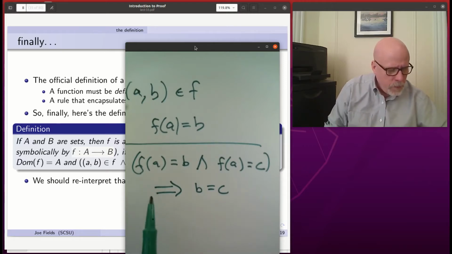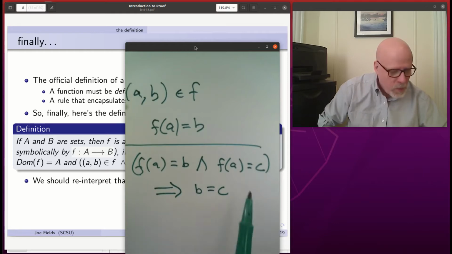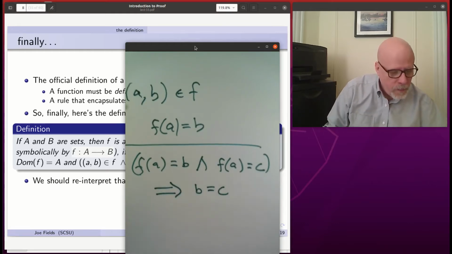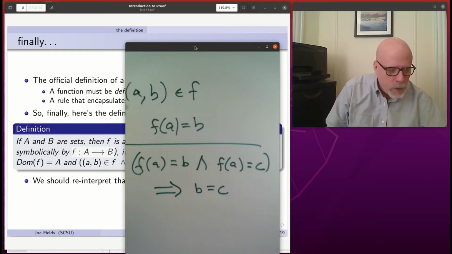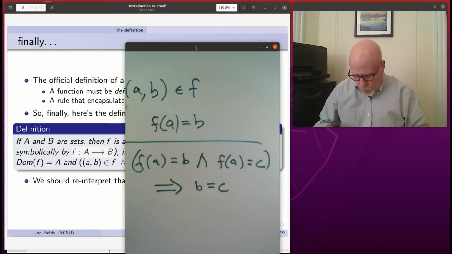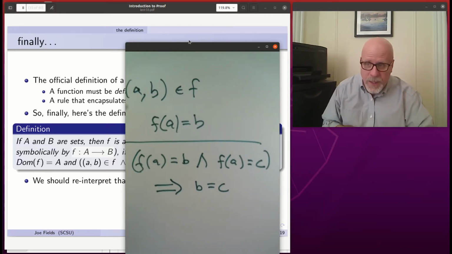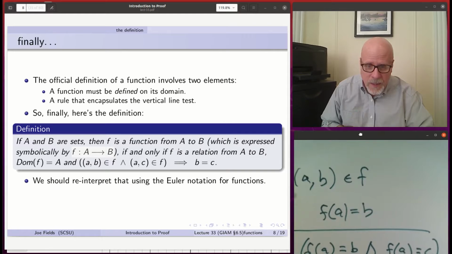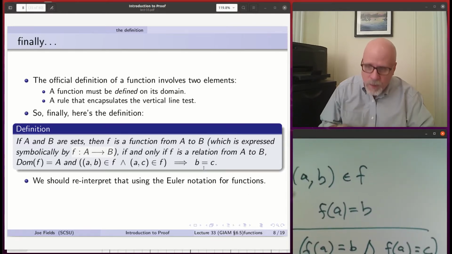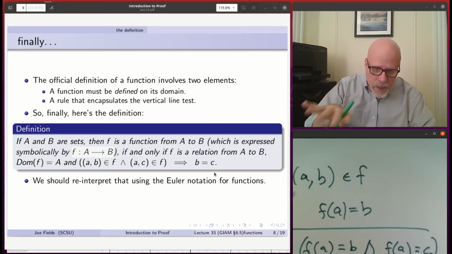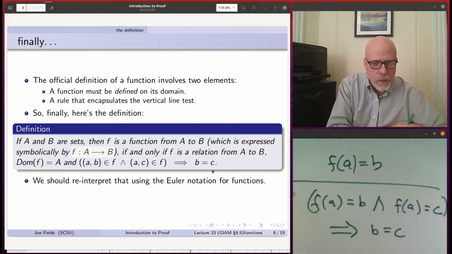Yeah, so if you think you have two distinct things that A gets sent to, it turns out you were wrong. They were really equal to each other. That's a way to reinterpret what's on the slides here, the statement about the function having the vertical line test property expressed as a relation. And what we've just done is express that same fact using the Euler notation.